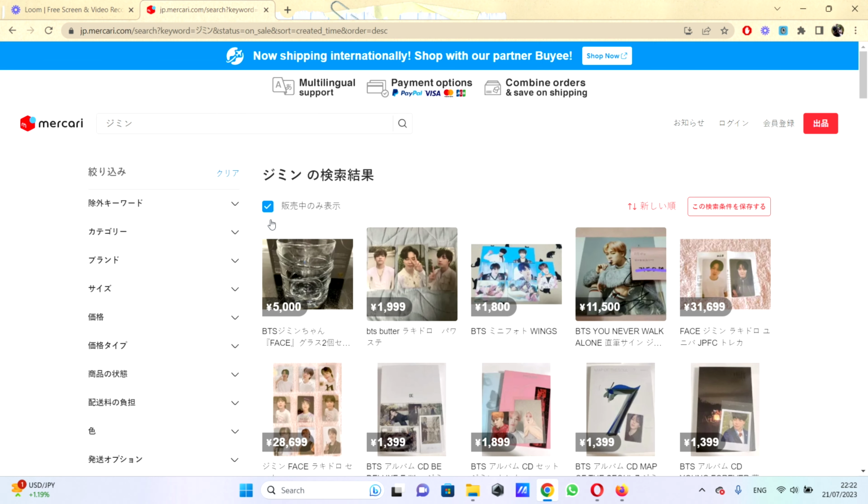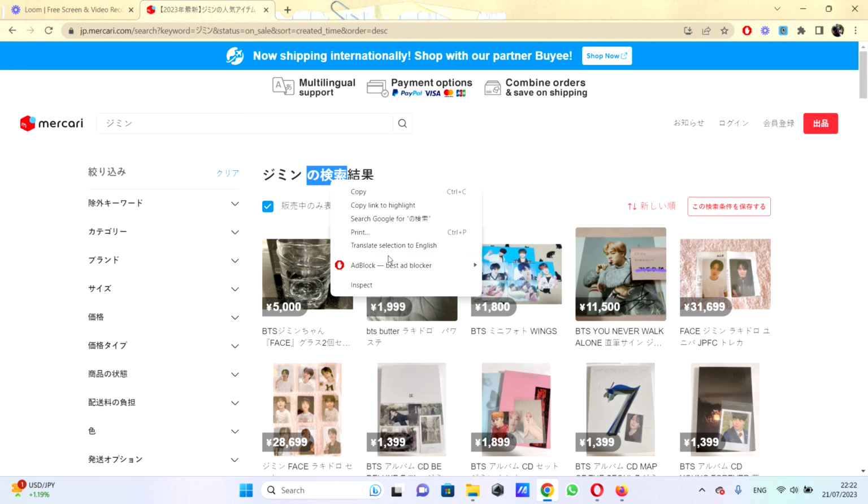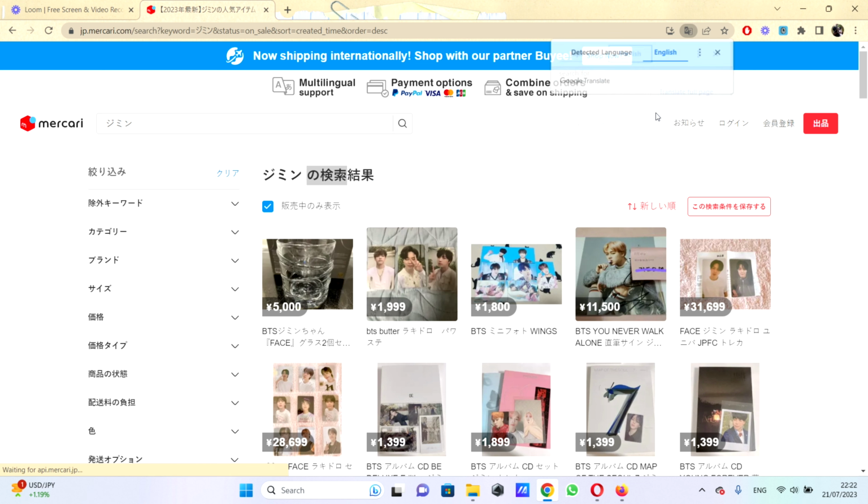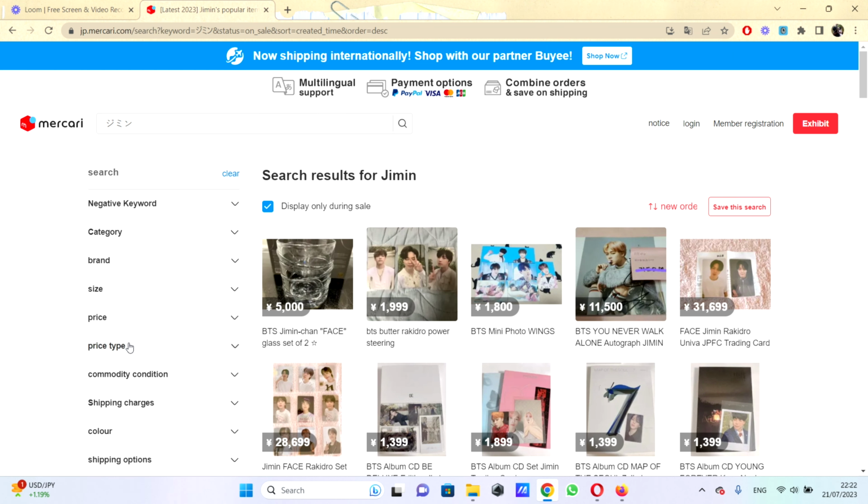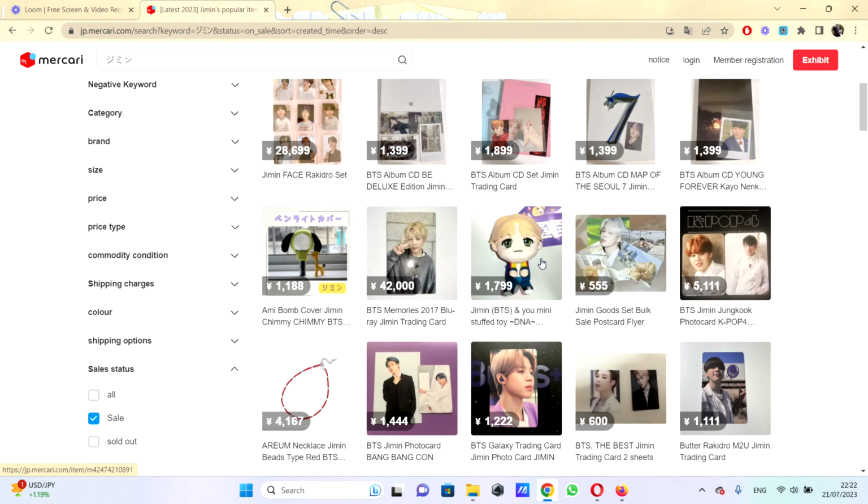And then all the other ones on this side are kind of useless in a way, like size, brand. This doesn't apply to us, we're searching for trading cards. So then, for example, if you search for Jimin, like I said, all random things come up, like this face glass set, this stuffed toy. What if you just want trading cards or mini photo cards? Or just a set or something.